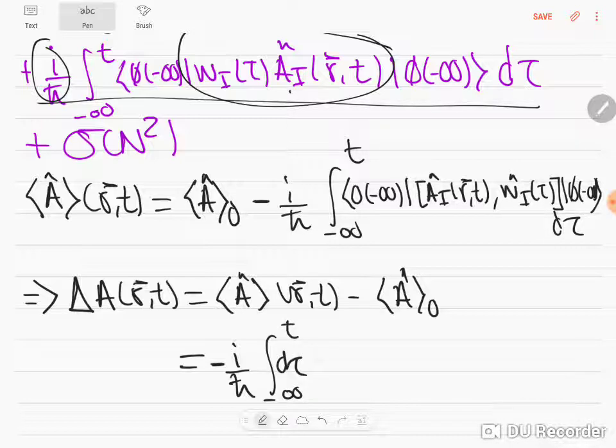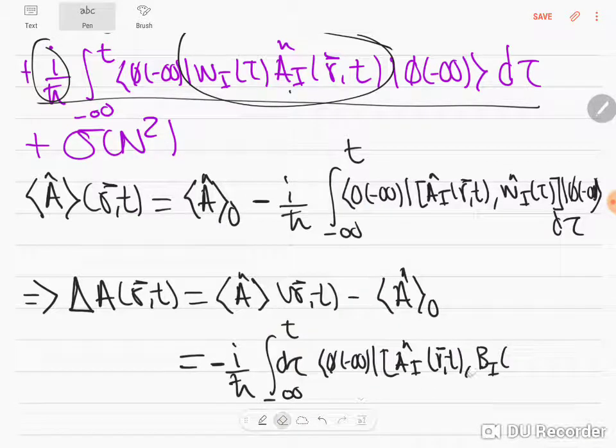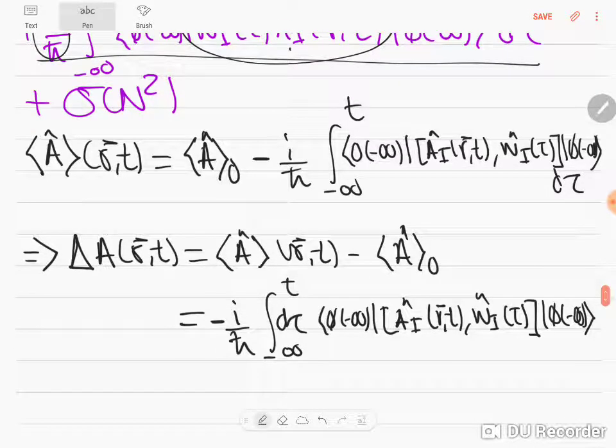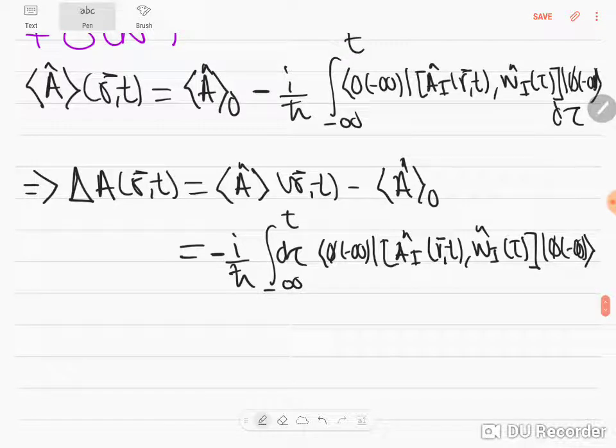d tau, state phi of minus infinity, commutator A sub I of RT, B sub I, sorry, not yet. So then W sub I of tau. We close the commutator and we operate on phi of minus infinity. Okay, so this is the very basic step that we need to do.